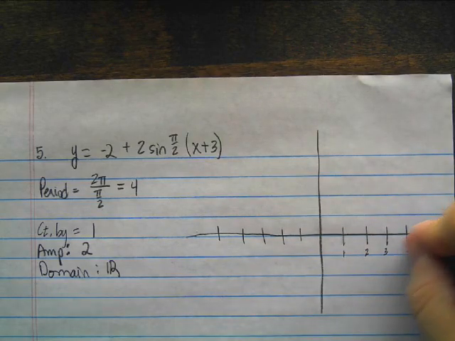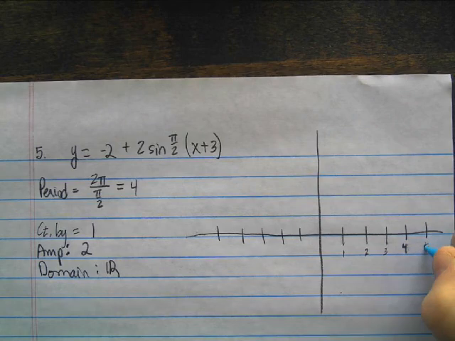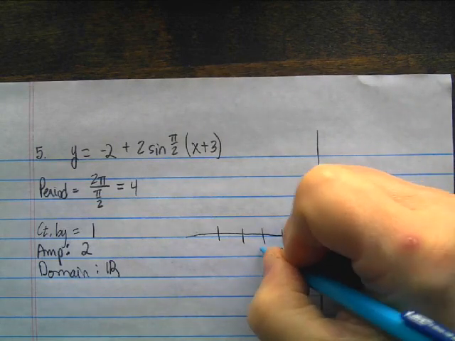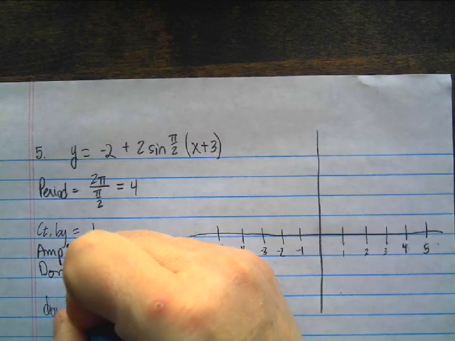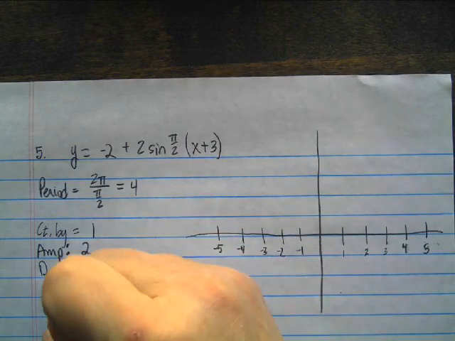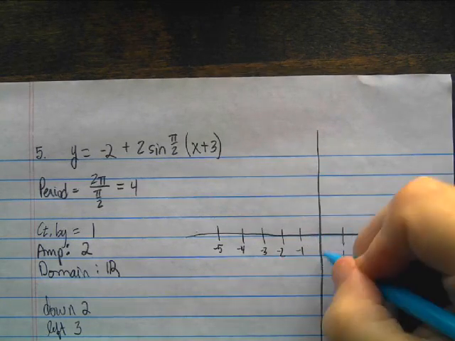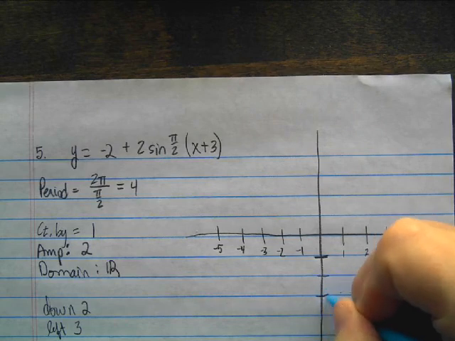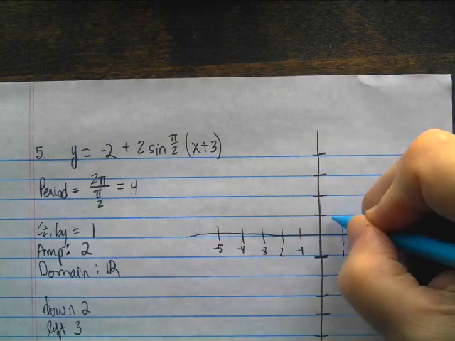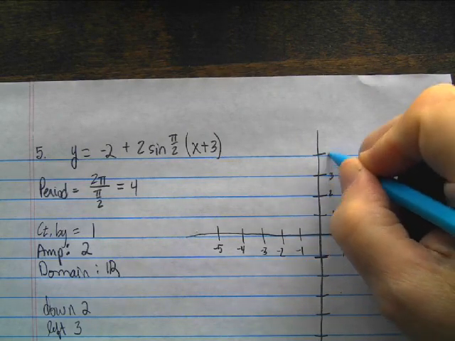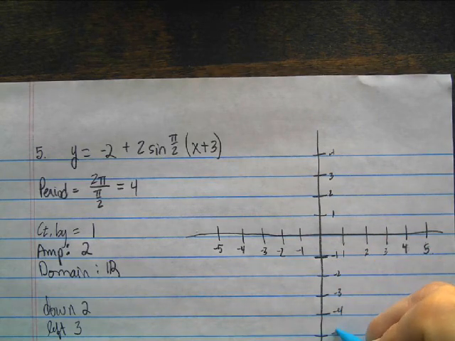Yeah, I don't know how to count. That should be a 4. That should be a 5. And then this graph is going to be moved down 2 and left 3. So I need to extend this a little bit. 2, 3, 4, 6. And then I need to show what that scale is as well. 2, 3, 4, 1, -2, -3, -4.